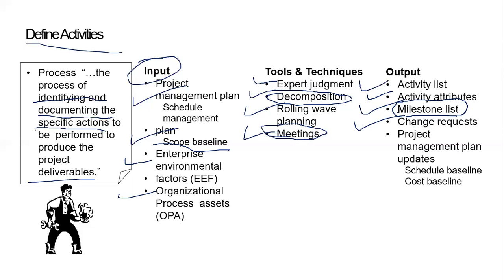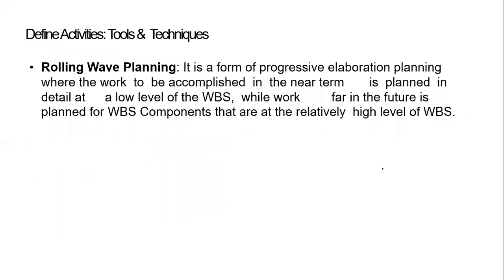There might be a change request. This will happen when the project is in the operating or executing mode. Otherwise, the change request may or may not happen. And then we are going to update the schedule baseline, which is like a first version of a schedule under the project management plan. All right, let's move on further.